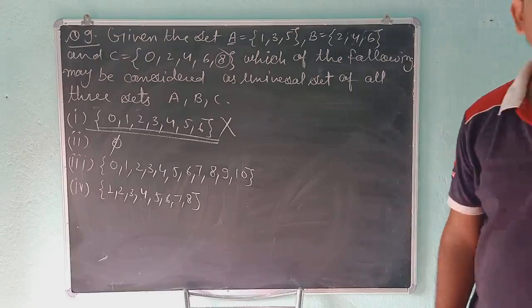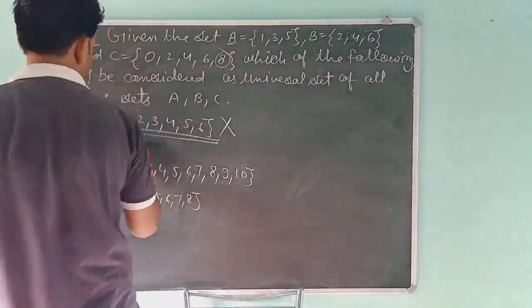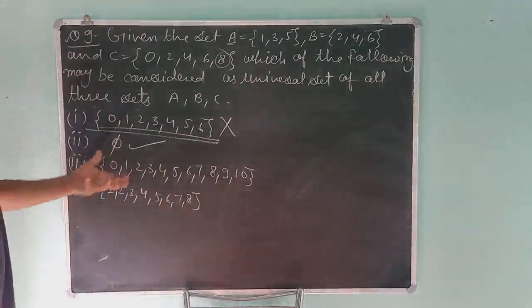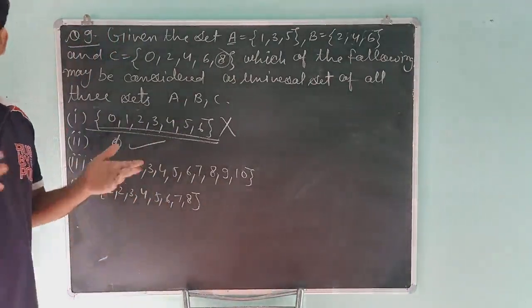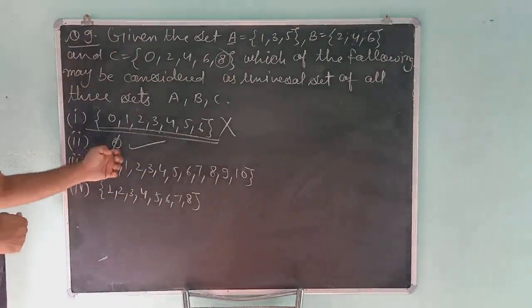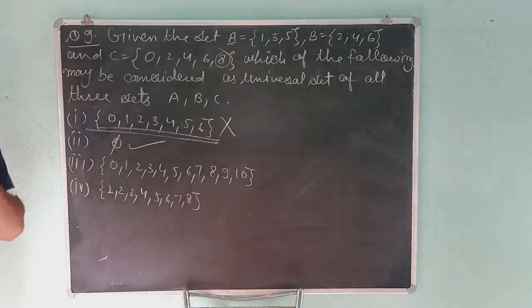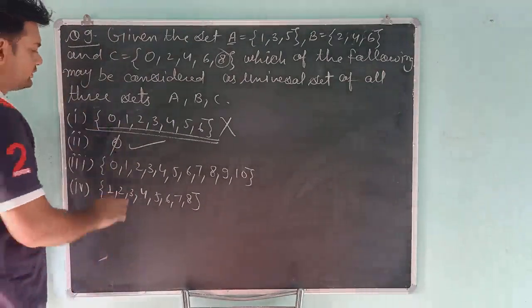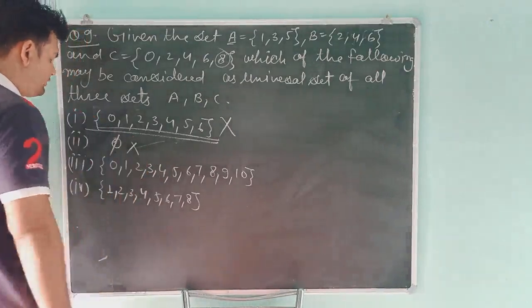Okay, now we will talk about the second option. This is given as the empty set. Empty set means there is not any element. So students, this is never a universal set. This is also not a universal set.